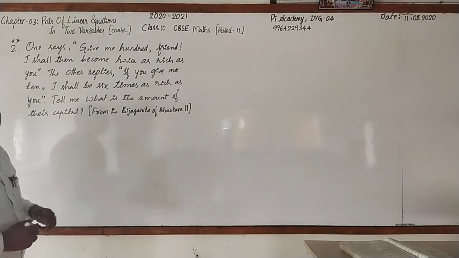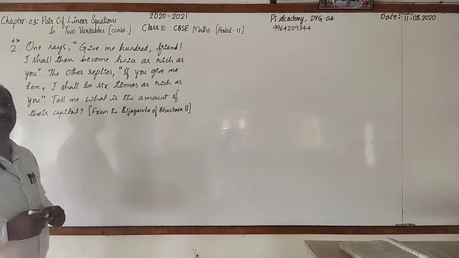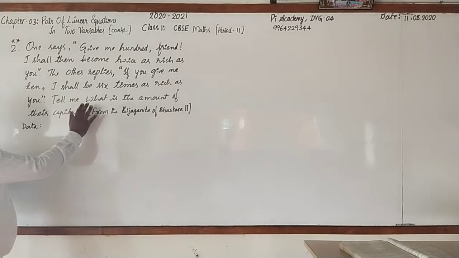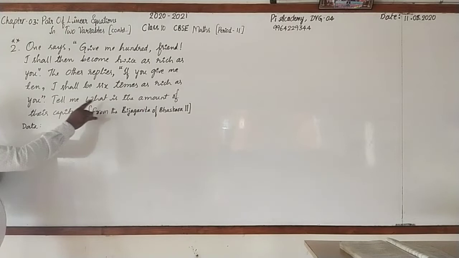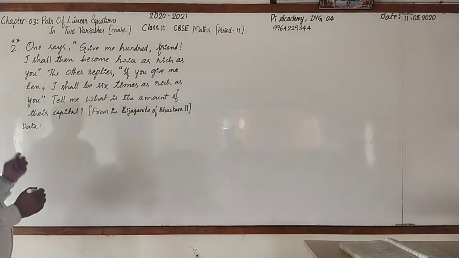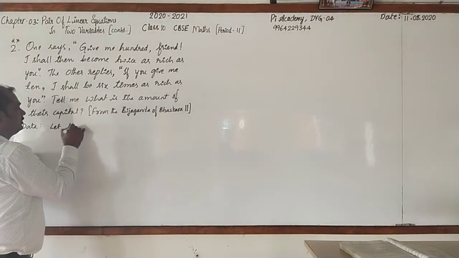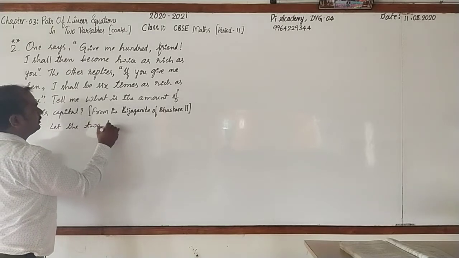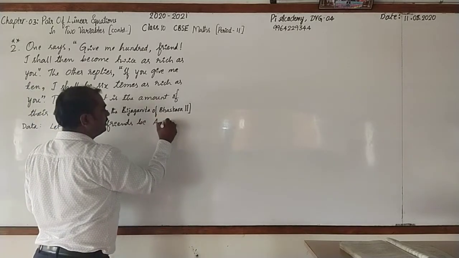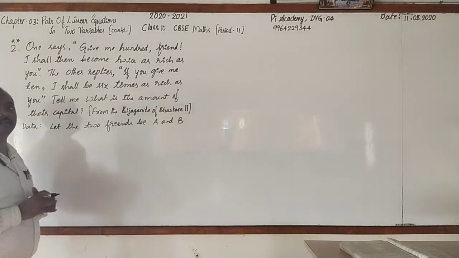Yes, please go for copying this, then you can start writing with me. Hope that you have copied, and now you have to start writing with me. Write data. Please go through what we are going to find out: the amount of their capital. How many friends are there? 2 friends. Let us call these friends A and B.